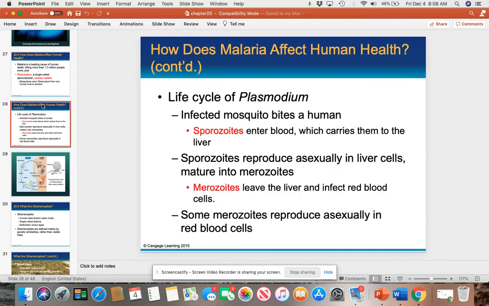But Plasmodium has two parts in its life cycle: sporozoites. This part of the life cycle is usually transferred from the mosquitoes. And so, because it enters the blood, it eventually goes towards the liver. The merozoites eventually leave the liver and infect red blood cells. So, it's the merozoites that are the infective stage.